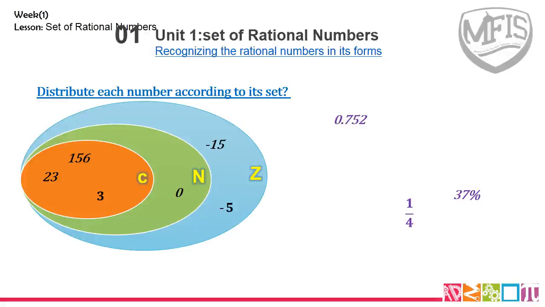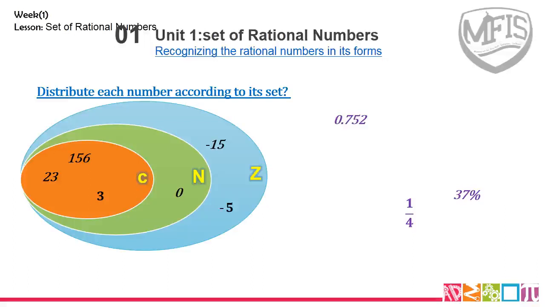Okay, what about negative 15 over 3? By simplifying that, it will be negative 5. And negative 5 is a negative number, and the integer numbers are the suitable set for containing this number. Yes, also in the integer numbers. What about 23? It's one of the counting numbers. 156, also, I can put it in the counting numbers.